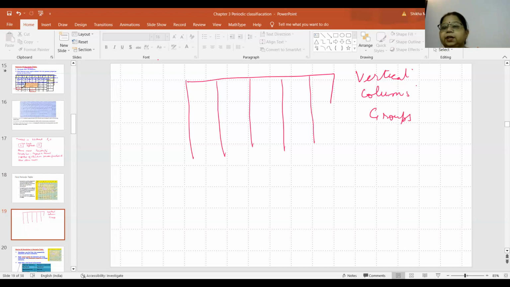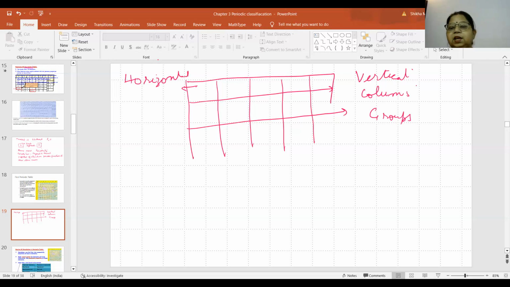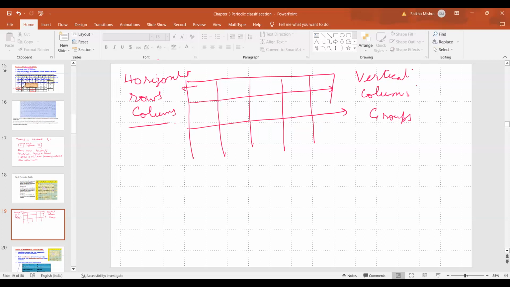Remember, we'll be talking in terms of groups and periods every time from now onwards. And the horizontal rows are known as periods. Is it clear to everyone now? Yes, ma'am. What is a group and what is a period?